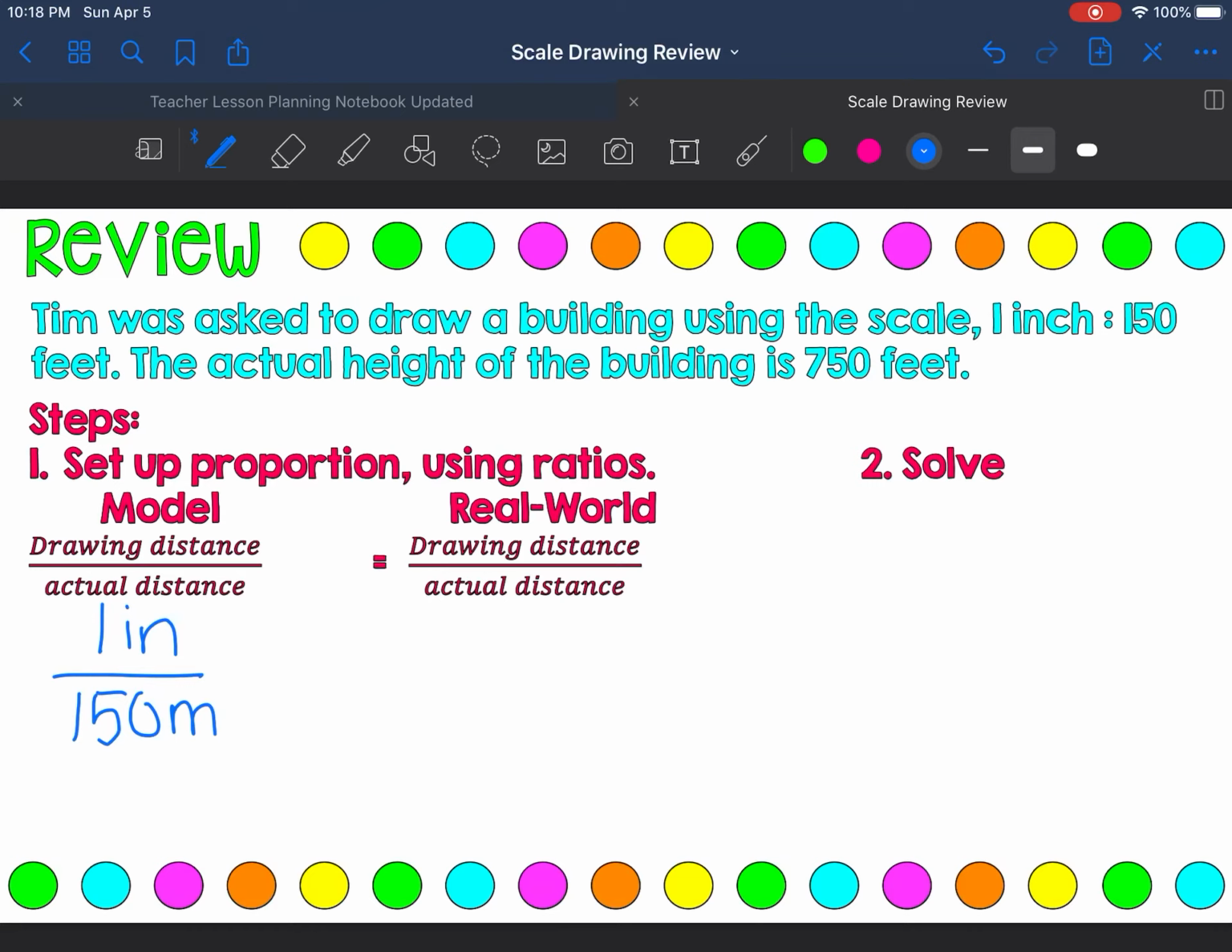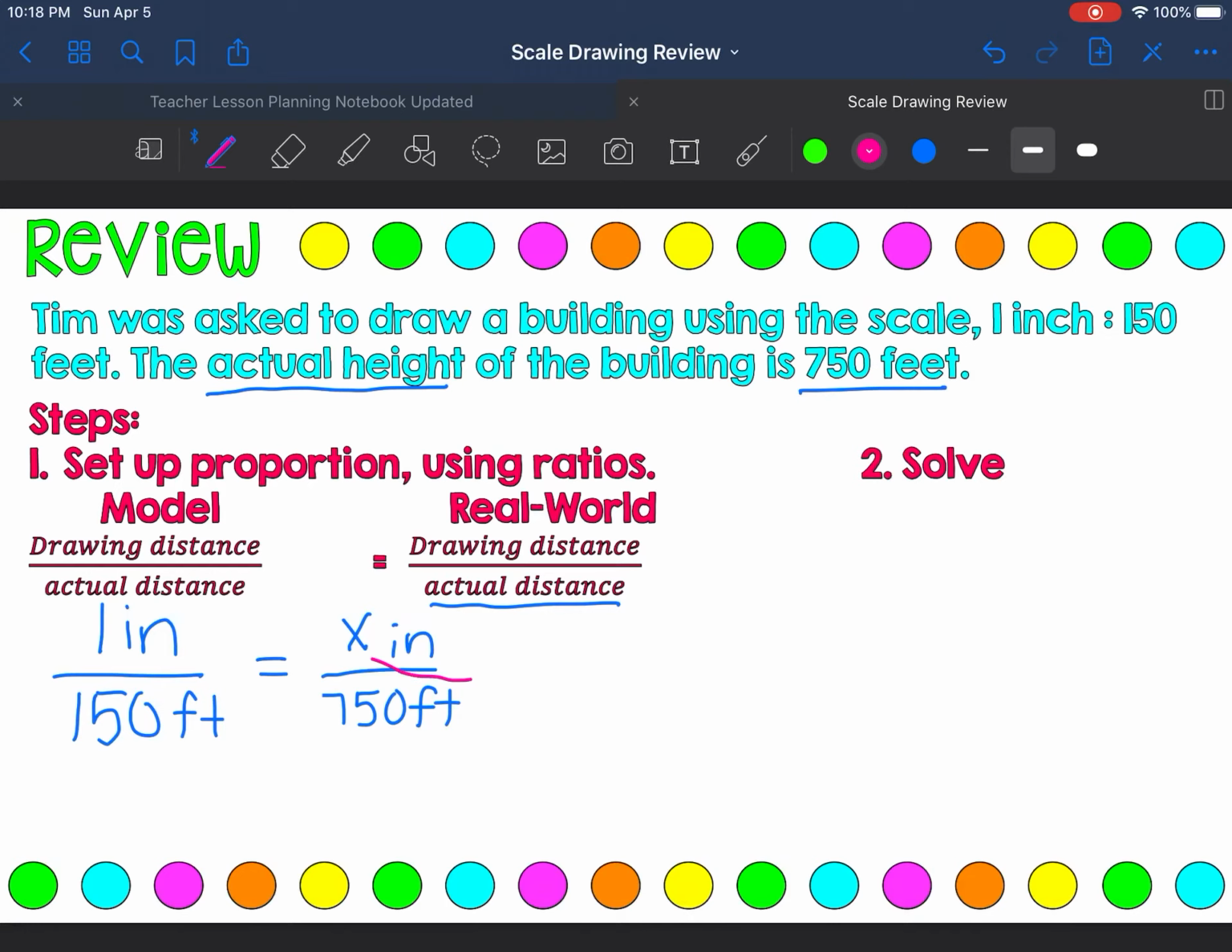So remember, what that tells me is that for every 1 inch on the drawing, in the real world, it's actually 150 feet. I'm sorry, I wrote meters, but it's supposed to be feet. Okay, so now I can set up my real world. Now it tells me the actual height is 750 feet. So the actual height, that's the denominator. So that goes in the bottom. So 750 feet. Now it doesn't tell me what the drawing distance is. That's what I'm looking for. Since that's what I'm looking for and I don't know, I'm going to put an X, because that's my unknown variable. It's what I don't know.